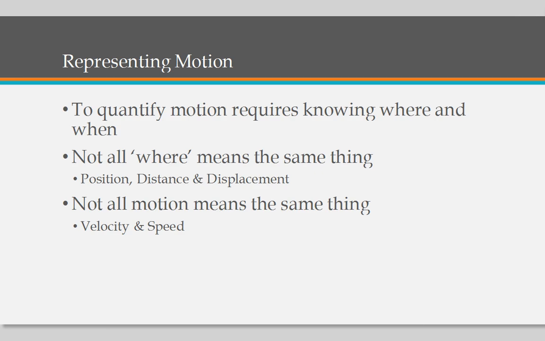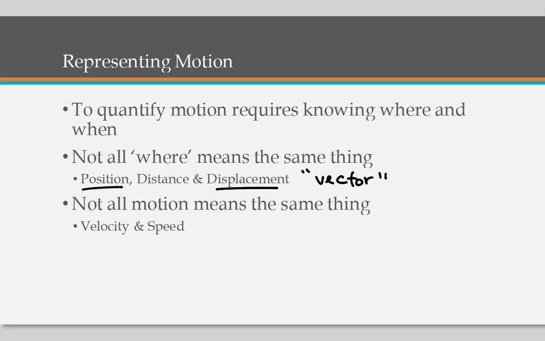Okay, so representing motion. To quantify motion, we need to know where and when. So distance and time. Okay, not all where means the same thing. So basically you have two. Position and displacement are essentially the same. So those two are essentially the same. And those two are both ideas related to the vector. And not all motion means the same thing.